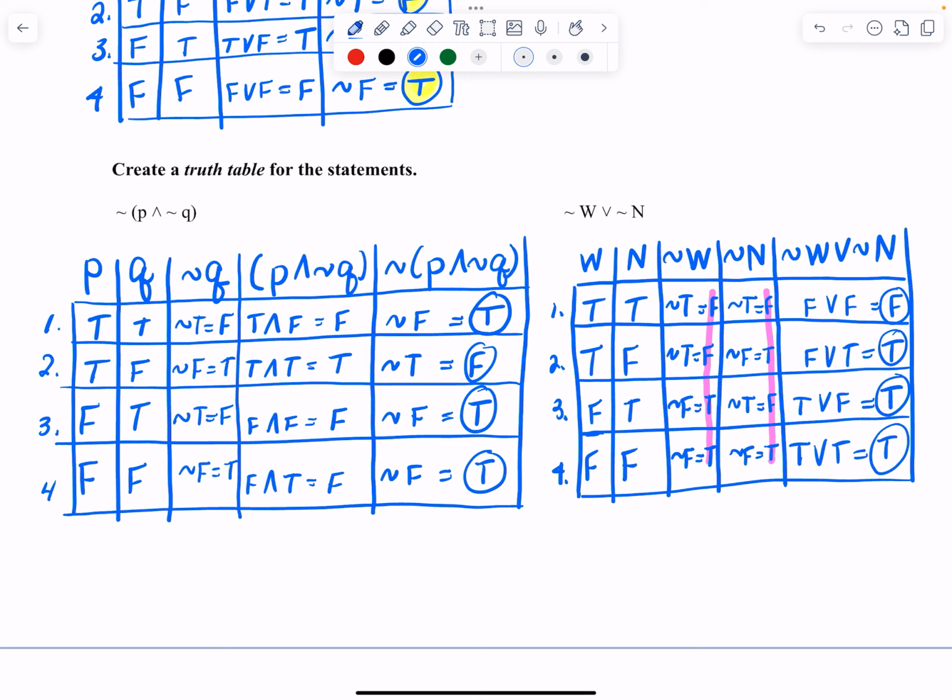So what does that mean? That means when W and N are both true, the result is false. When W is true and N is false, the result is true. And when W, I'm looking at row 3, I said that wrong. When W is false and N is true, the result is true. And finally, in row 4, when W is false and N is false, then the result is true.